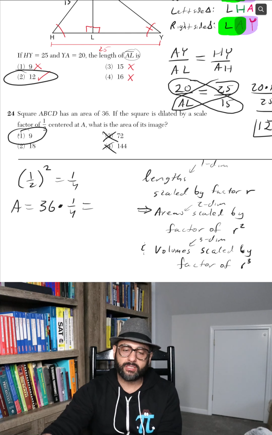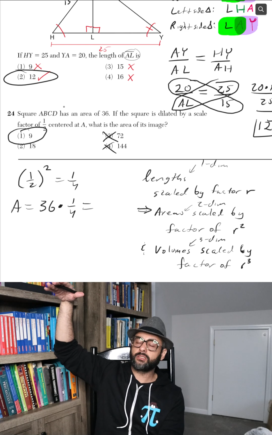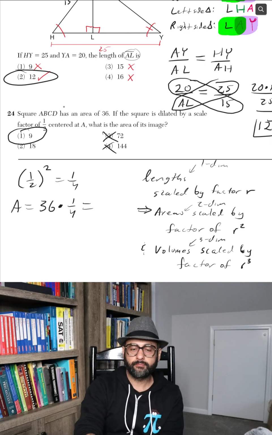Now, could I have done this another way? It's a square. Area 36, so side lengths 6 and 6. Divide those by 2, 3 and 3. Area 3 times 3 is 9.